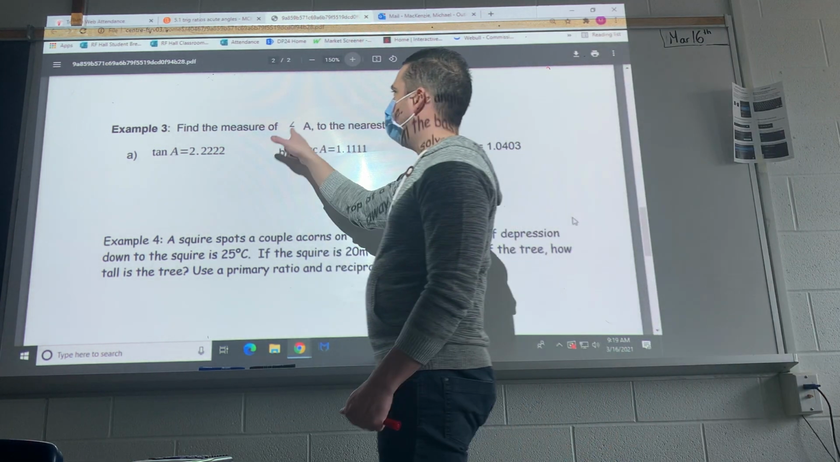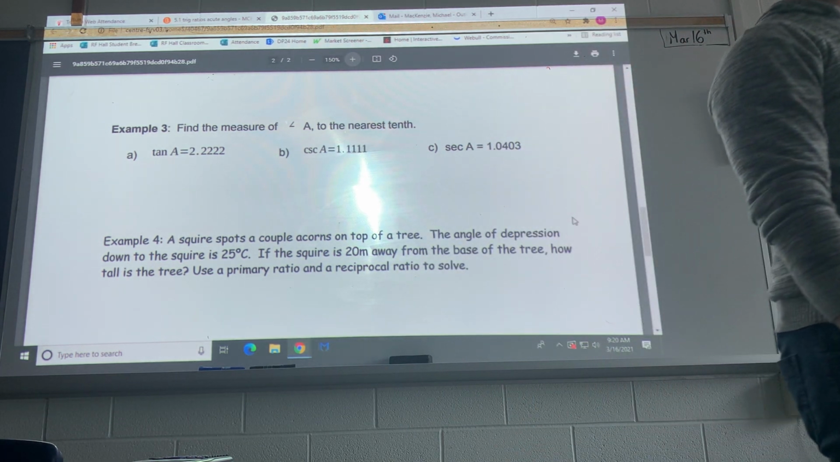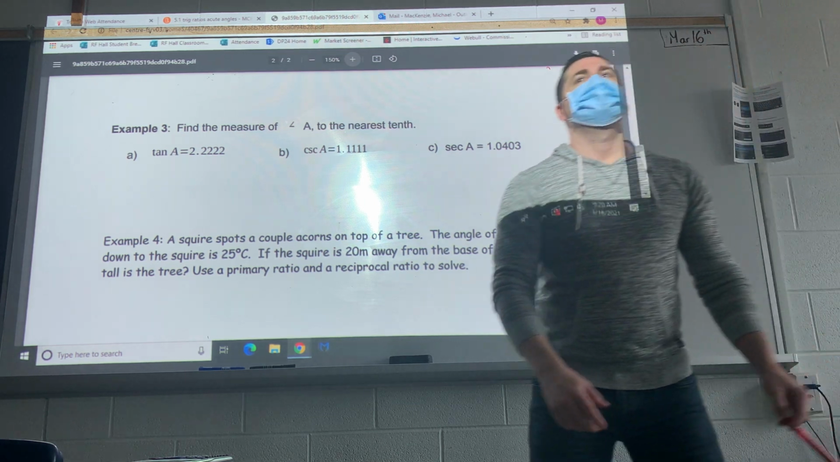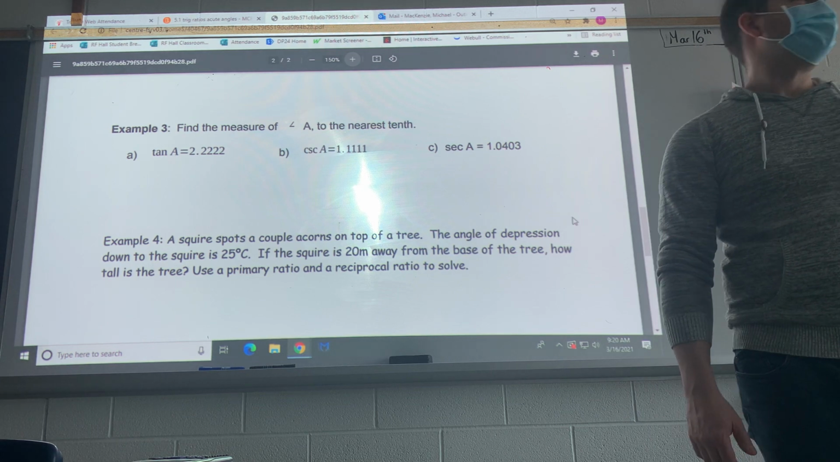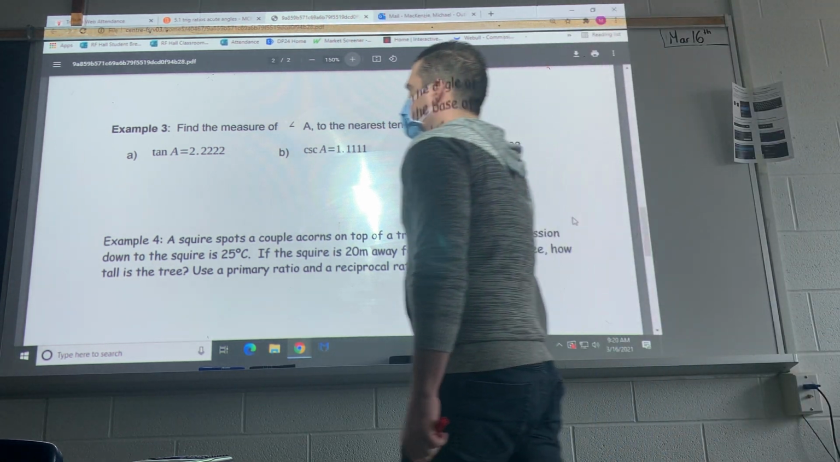Find the measure of angle A to the nearest tenth. Okay, tenth is how many decimal places? How many decimal places? One decimal place.